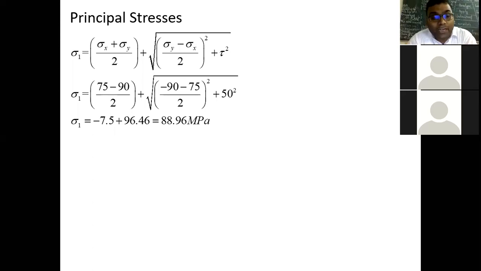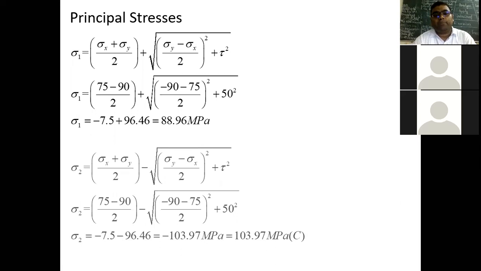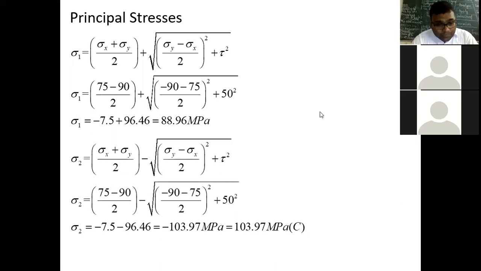Sign says you can understand what is the type of the stress, whether it is a normal tensile or a compressive stress. Next we have to find sigma 2. Sigma 2 means the second principal stress, or we can say the minimum principal stress. So the formula is like this, but the difference is this sign. Previously it was plus, now it is minus.